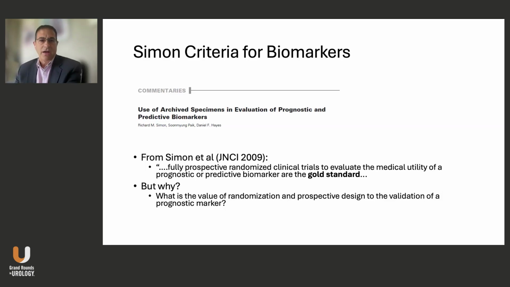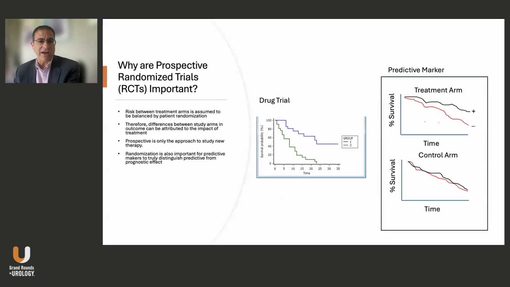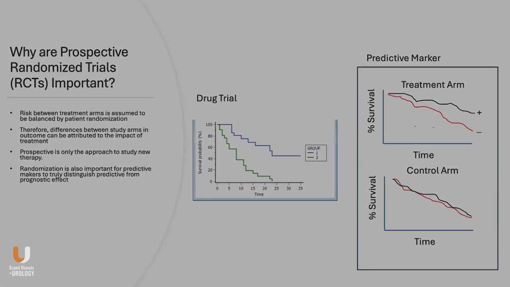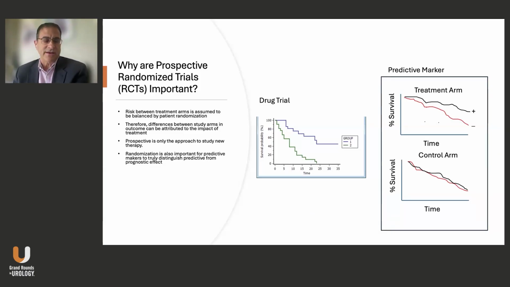What is the value really of randomization and prospective design to the validation of a prognostic marker? On the next slide, I have outlined what I think the value of an RCT is. When you randomize patients, like for 2 arms in a clinical trial, the assumption is that the overall risk for disease progression is balanced between the arms. And because you've randomized, unknown and known factors can be adjusted for. In that context, any difference in outcome between the 2 arms overall can be attributed to the impact of treatment. So for a drug trial, clearly a randomized clinical trial is key.